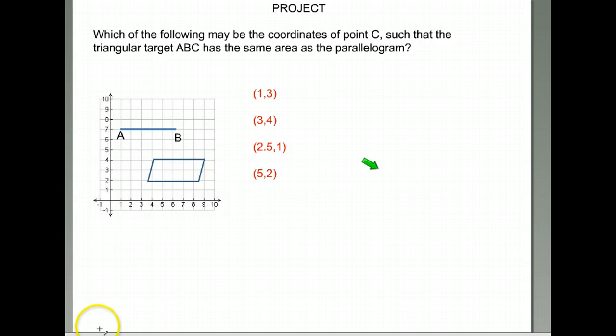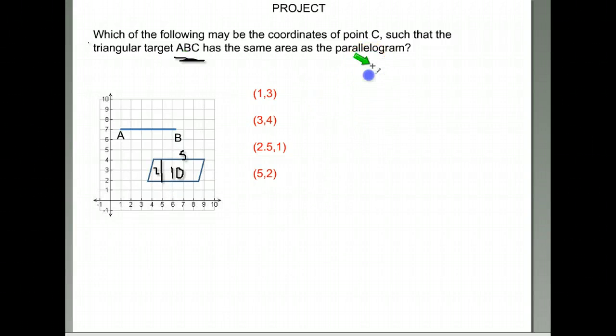Okay, the second question in the project says this: which of the following may be the coordinates of C such that the triangular target ABC has the same area as the parallelogram? So remember, we figured out in the last question the area of our parallelogram. It has an area of 10. Okay, it was 5 times the height of 2. Well, let's take a minute and think. We're going to end up with a triangle here. So we want it to have the same area as the parallelogram.